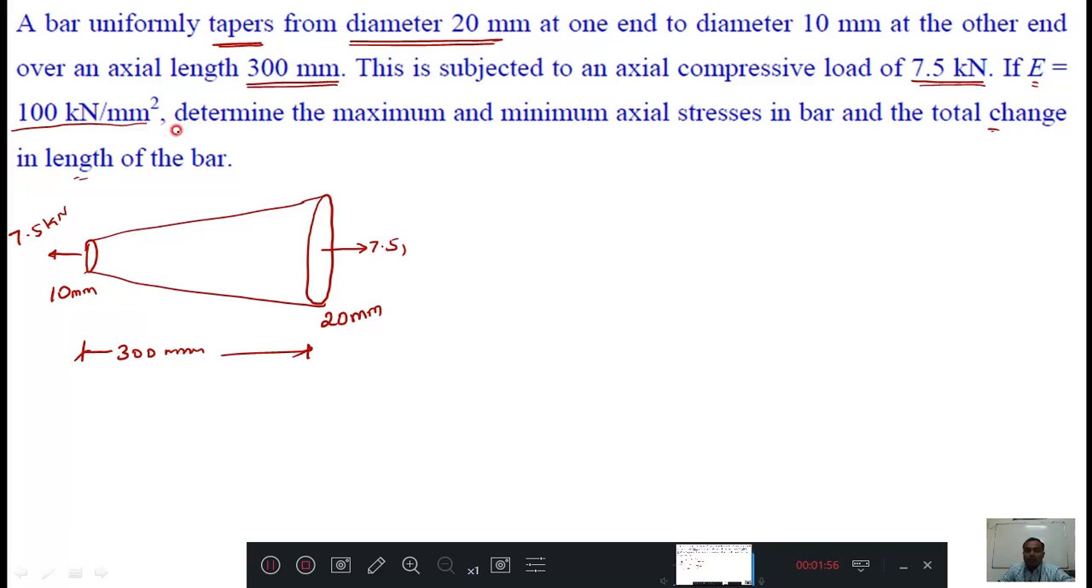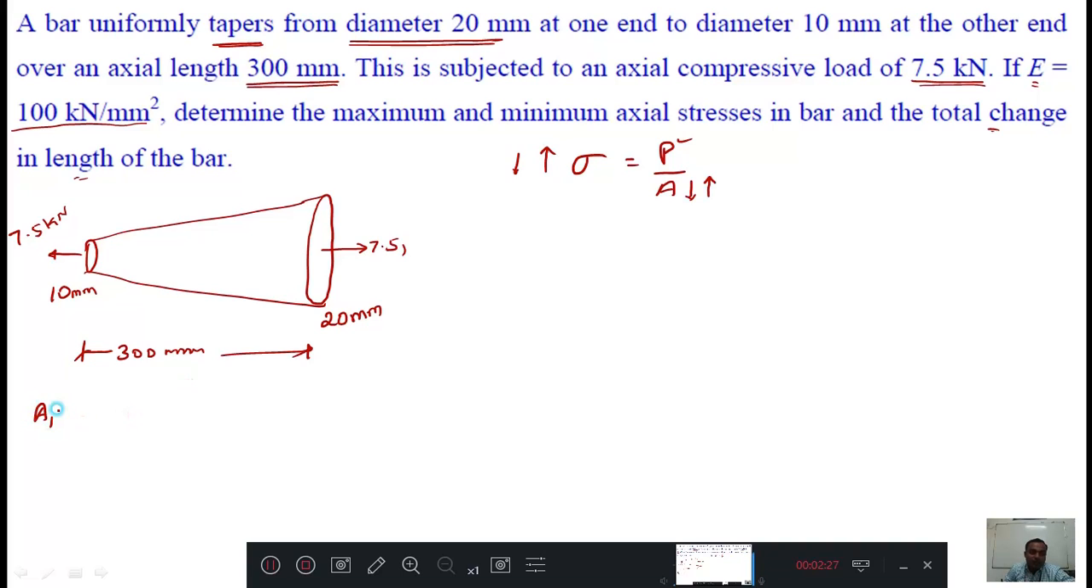We will directly input and determine the maximum and minimum axial stress. Stress formula is force by area. Here the force is the same from here to here; only the area is changed. Here the area is small. If the area is very small, then the stress will be more. If the area is very large, then the stress will be very less. Therefore, we will substitute P as 7.5 kilonewton only. Two different areas are there, that we will substitute.